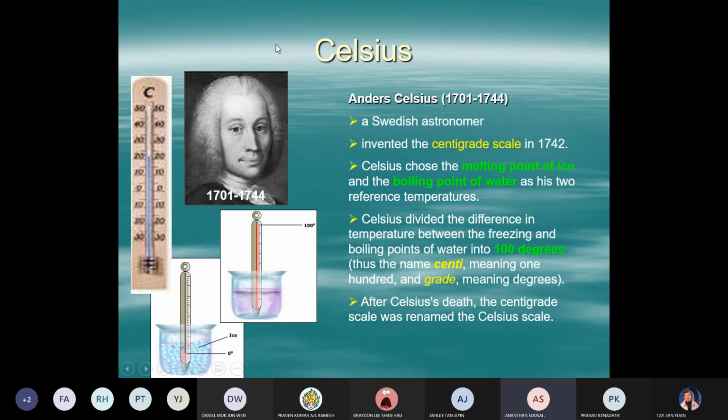Next is Celsius, the one that is quite famous, the one we did earlier. We put the melting point of ice and the boiling point at 100 degrees of interval. That's called the centigrade scale. A Swedish astronomer invented the centigrade scale in 1742. Celsius chose the melting point and boiling point as two reference temperatures and divided the difference between them into 100. Thus the name centigrade, with centi meaning 100 and grade meaning degrees, is used. First it was called the centigrade scale; later it was called the Celsius scale.